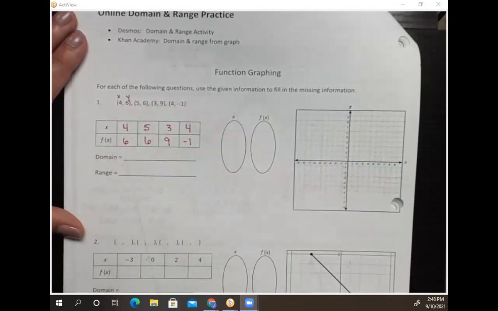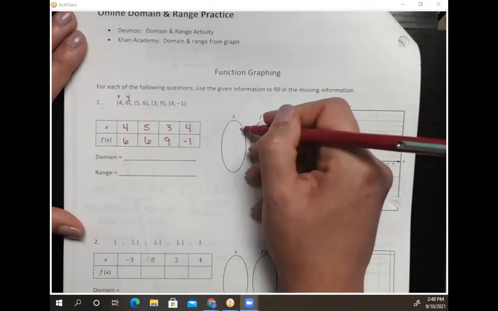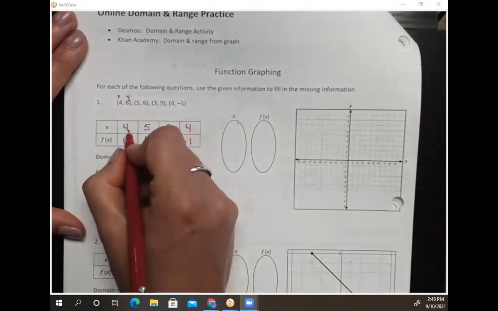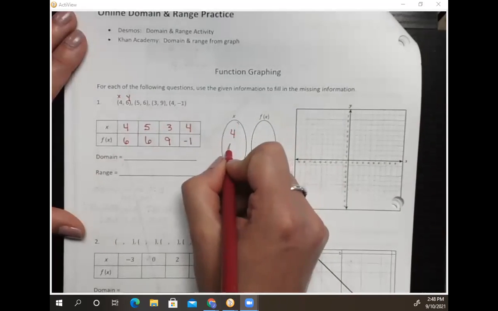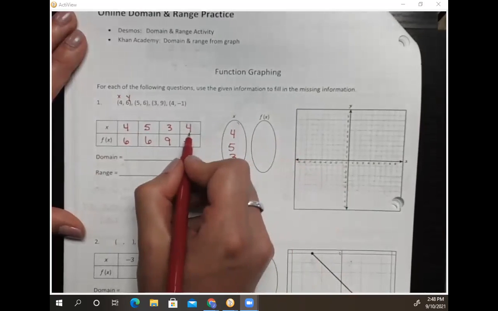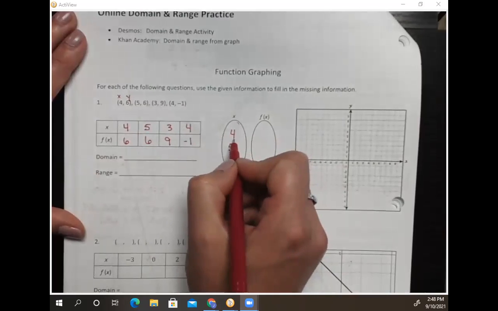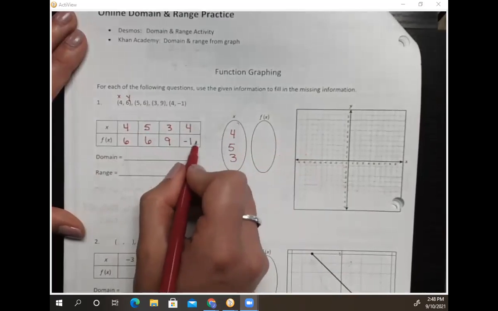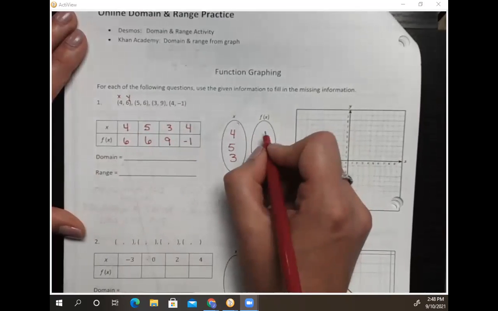I could also describe this with an input-output map. So I'm going to list my input values in this first circle. So that would be 4, 5, 3, and then I've got 4 again, but I already have that written here, so I don't need to write it again. And then I'm going to put my output values in my second circle.